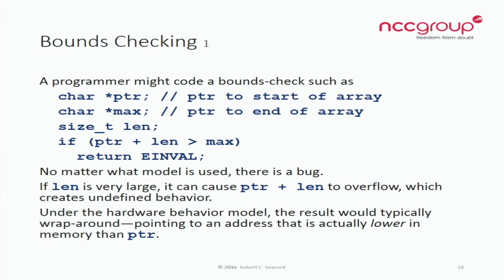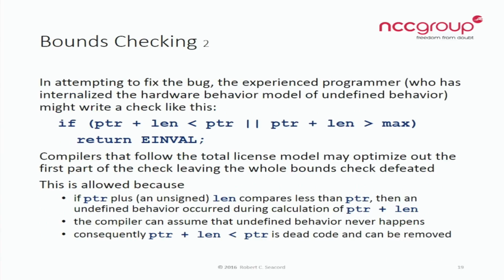So then we test to see if the pointer plus the length is greater than the maximum size, and that would indicate we're going to perform a write outside the bounds of the array. So no matter what model you consider, there's a bug in this code, which is that for very large values of length, pointer plus length will overflow, creating undefined behavior. So under the hardware model, programmers would expect the result to wrap around, which would produce a pointer to memory which is actually lower in memory than pointer. So to fix the bug, an experienced programmer who's internalized this hardware behavior model of undefined behavior might write a check where they add this sub-expression, which tests to see whether pointer plus len is less than pointer. That would indicate wraparound on the pointer arithmetic.